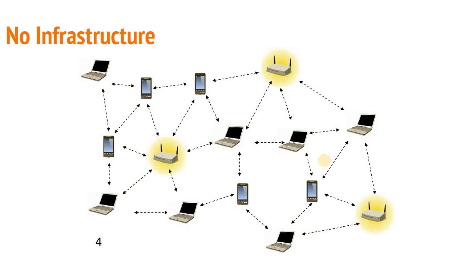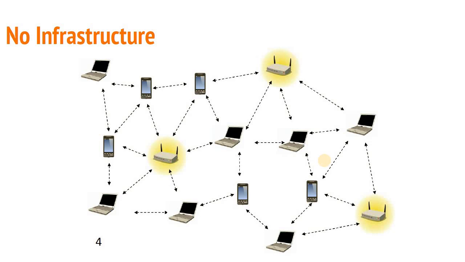Mobile ad hoc network means the devices are of mobile type, and ad hoc network means location independent. These locations are continuously changing. If I am connecting to this device, after some time I can connect to another device, according to my range. So this is one example of mobile ad hoc networks.